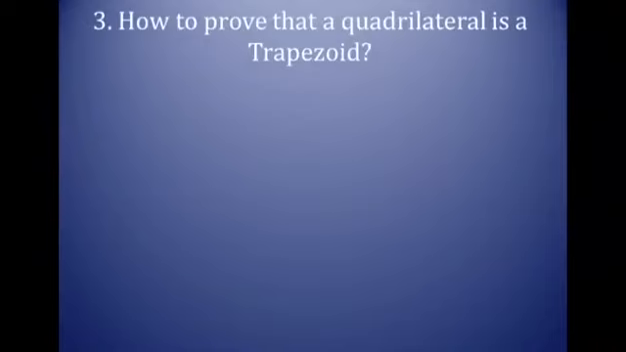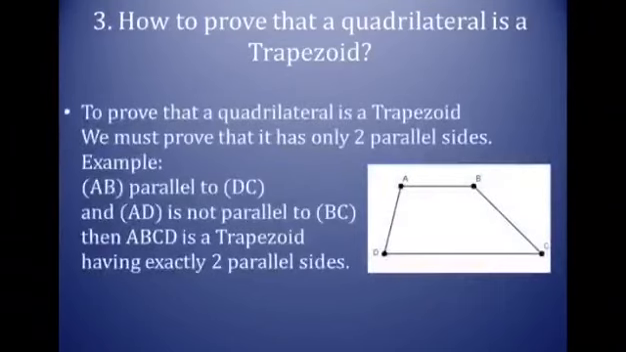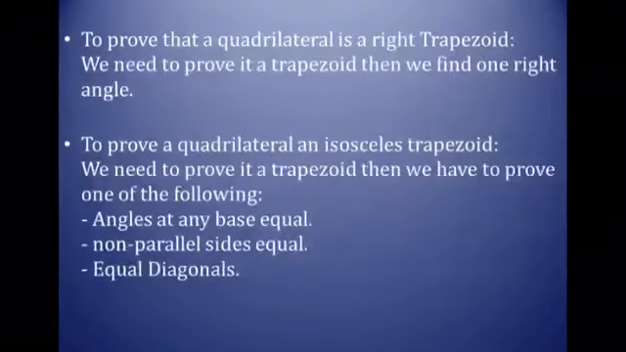How to prove a trapezoid? We know how to prove a parallelogram, a square, a triangle, a rhombus. Now we will know how to prove a trapezoid. Simply, if we have a quadrilateral that has exactly two parallel sides, we will call it a trapezoid. It's very simple. Now how to prove special trapezoids? First, how to prove a right trapezoid? Simply, we need a trapezoid and one right angle. We prove first it's a trapezoid, then we find one right angle.